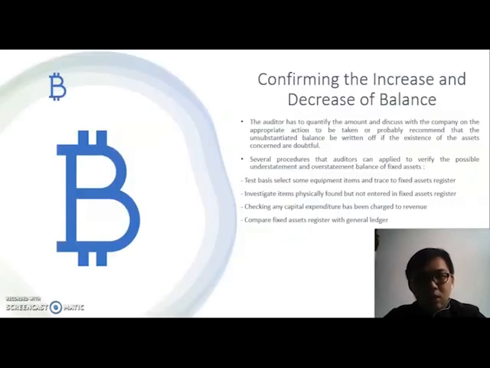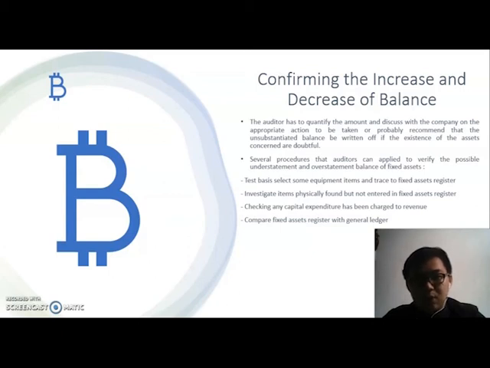In confirming the increase and decrease of balance, the auditor has to quantify the amount and discuss with the company on the appropriate action to be taken, or probably recommend that the unsubstantiated balance be written off if the existence of the asset concerned is doubtful.